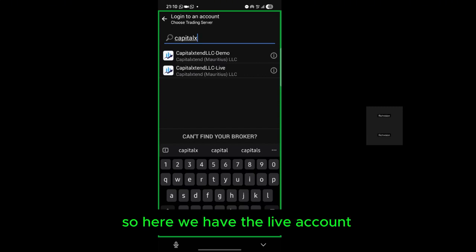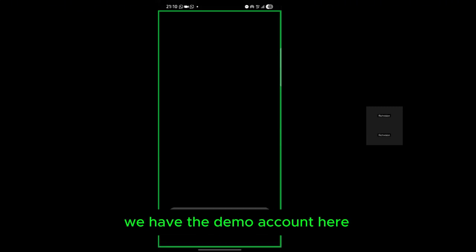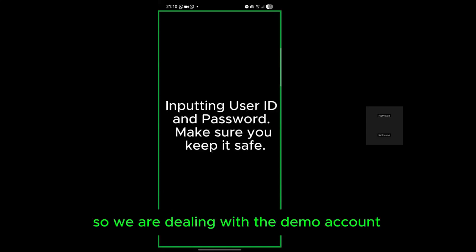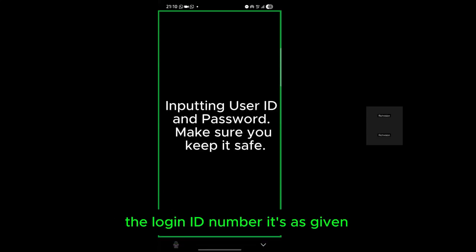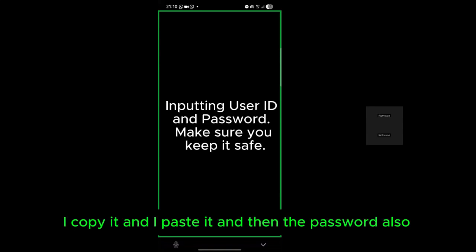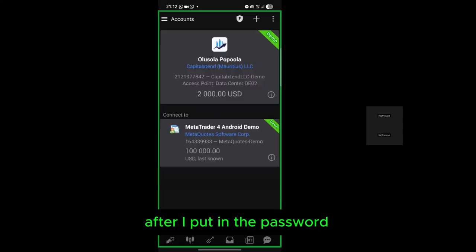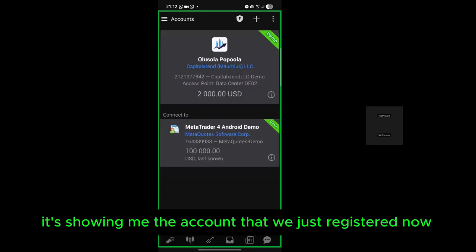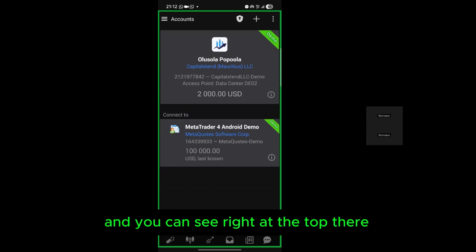So here we have the live account, and we have the demo account. We are dealing with the demo account. The login ID number is as given; you will see it in your email. So I go to my email, I copy it and paste it, and then the password also. After I put the password, it's showing me the account that we just registered, and you can see right at the top there that it's a demo account.